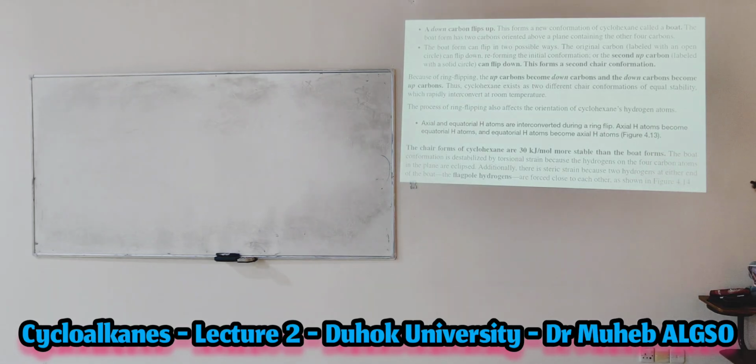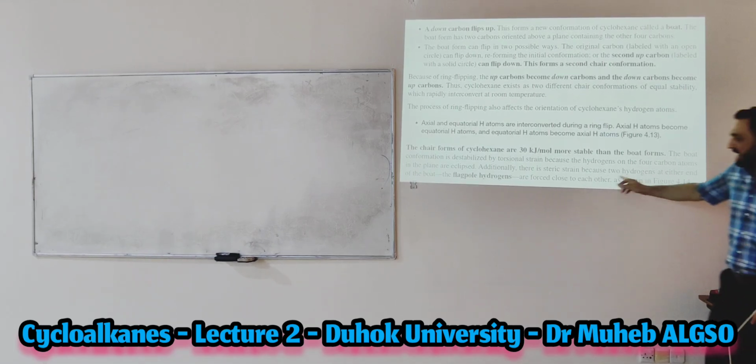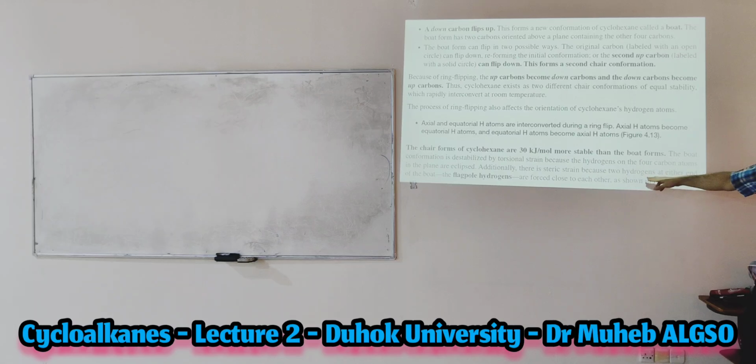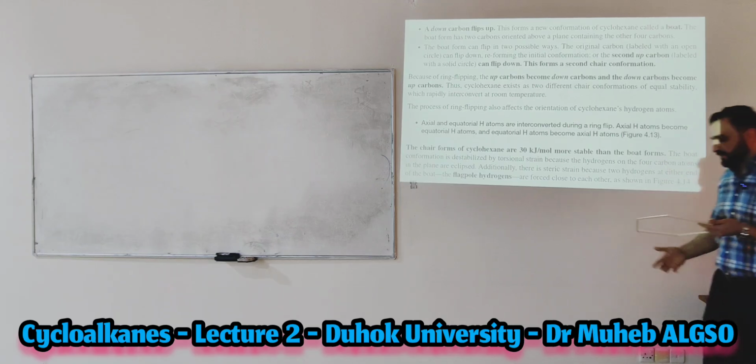Okay. So, the chair form of the cyclohexane is about 30 kilojoules per mole more stable than the boat form. Now, we talk about the stability. The boat conformation is destabilized by torsional strain because the hydrogens on the 4 carbon atoms in the plane are eclipsed to each other. Additionally, there is steric strain because the 2 hydrogens on the 2 up carbons have a steric effect, and this decreases the stability.